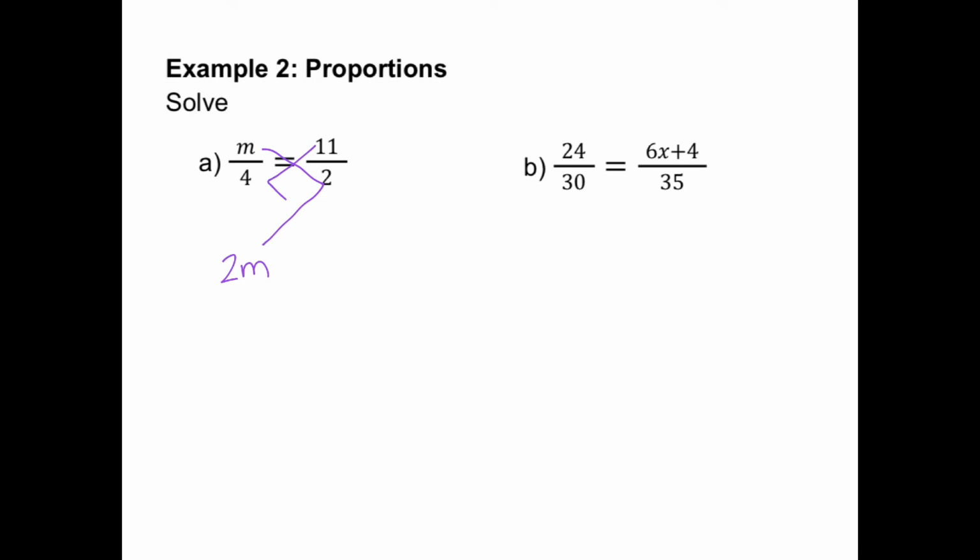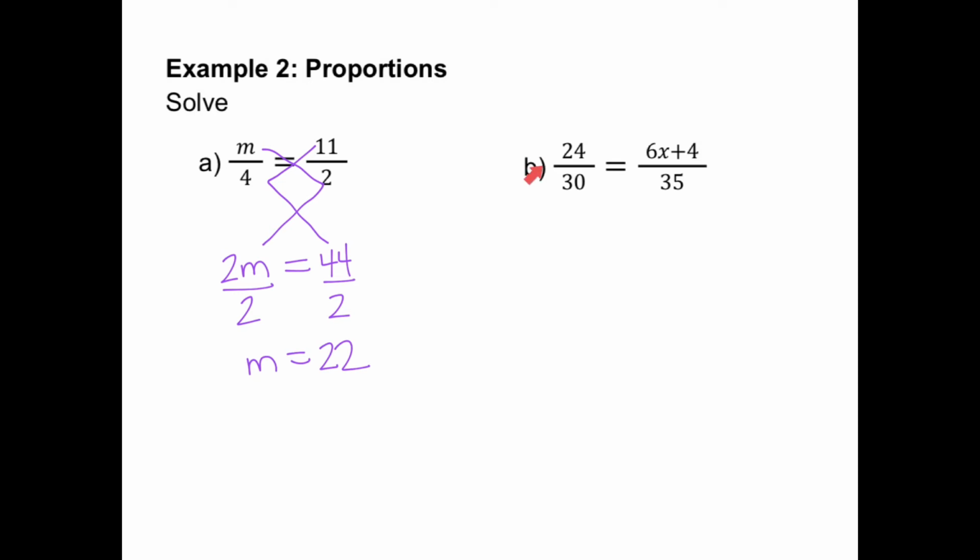We're going to take 11 times 4. That's going to give me 44. Please make sure you put an equal sign in between them because the cross products are equal. Then I would divide both sides by 2 to finally find m as 22. So these proportions should technically only be 2 steps long, where you cross multiply and then divide.